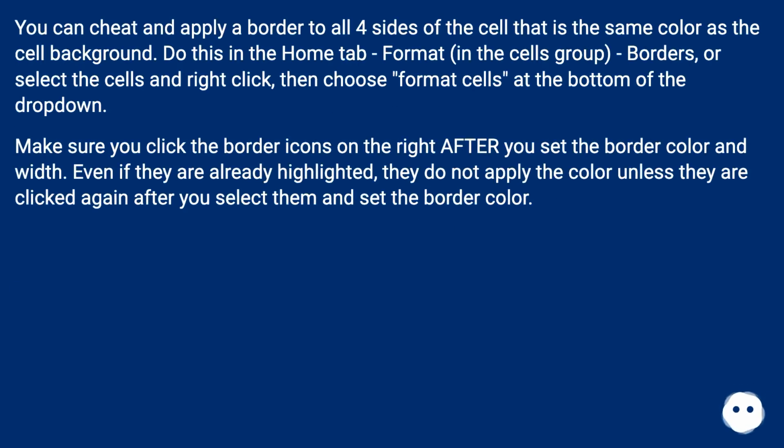You can cheat and apply a border to all four sides of the cell that is the same color as the cell background. Do this in the Home tab, Format, in the Cells group, Borders, or select the cells and right-click, then choose Format Cells at the bottom of the drop-down. Make sure you click the border icons on the right after you set the border color and width. Even if they are already highlighted, they do not apply the color unless they are clicked again after you select them and set the border color.